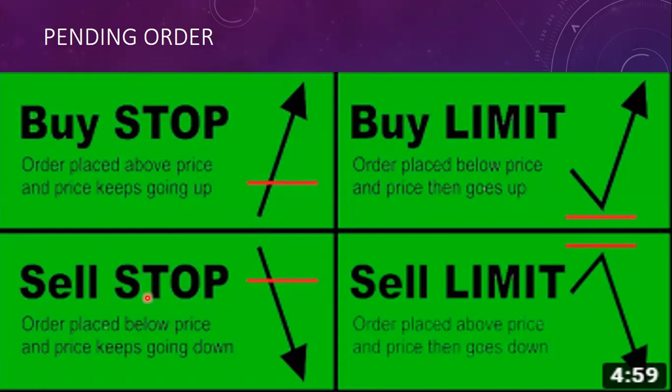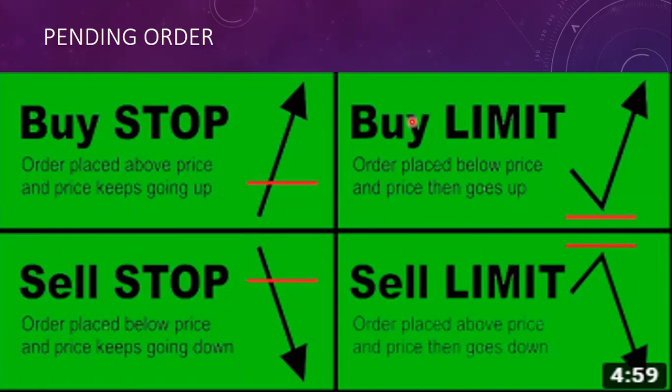Sell stop. So I put a sell stop here. The price is coming down, down, down. When the price arrives here, sure, the price will continue down. So I will put a selling order here. So the price going down, it will continue down. So I put a sell stop here. So buy stop, continue up; sell stop, continue down.